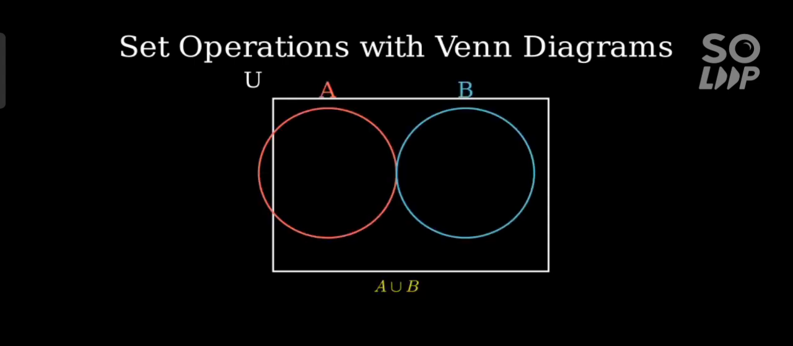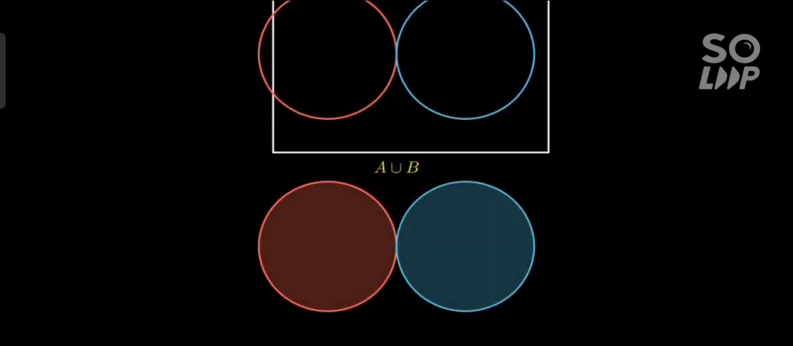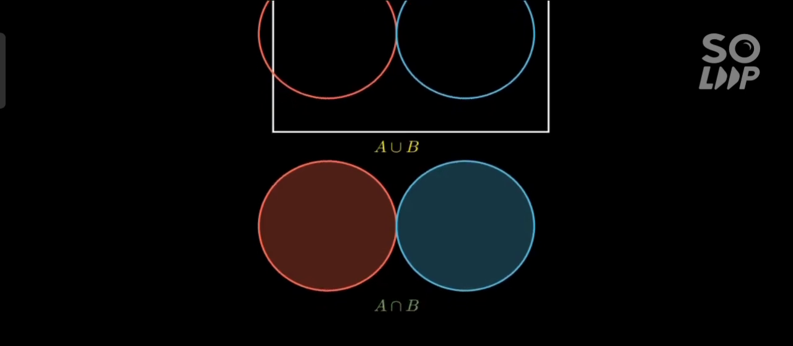Let's start with the union operation. The union of sets A and B, written as A ∪ B, includes all elements that are in either set A or set B or both. Next is the intersection operation.